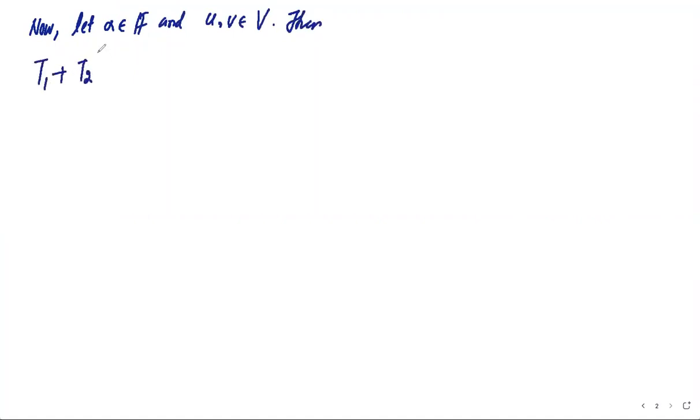So let us now do the same thing. Let alpha belong to F, and let us choose u, v belonging to V. Then what about T1 plus T2 of alpha u plus v? Let us see what this is.